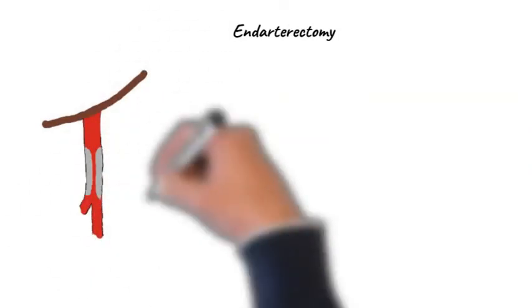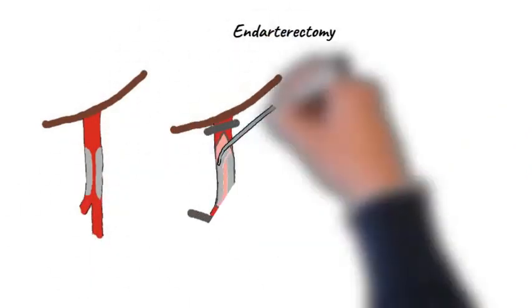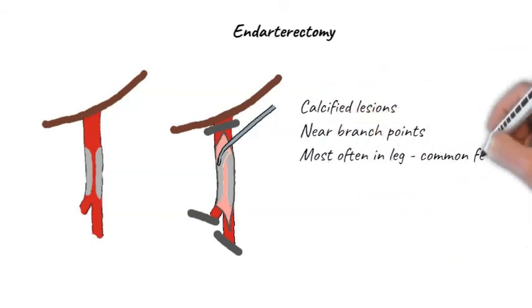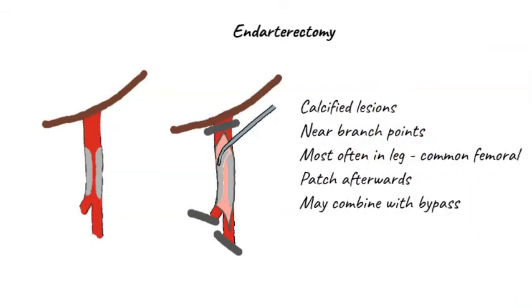An endarterectomy is a procedure where we directly open the artery and clear the plaque out with a device a little bit like a spoon. It tends to be particularly handy for calcified lesions or lesions which are very close to the branch points of the artery. And in the leg, most often an endarterectomy is used in a common femoral artery.